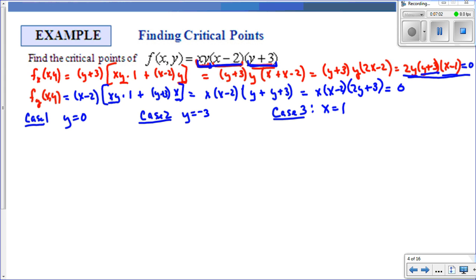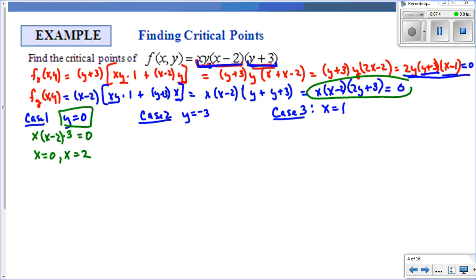Okay, so now once I've narrowed that down, those are the ways that the first equation could be 0. Now you want to use those in the second equation and then find out what's true about the other variable. So assuming that y is equal to 0 and now incorporating that into this equation, I'll have x times x minus 2 times 2 times 0 plus 3. Well, that's going to be true when x is 0 or x is 2. But y had to be 0 for that case. So that means we have the points 0, 0, or 2, 0.